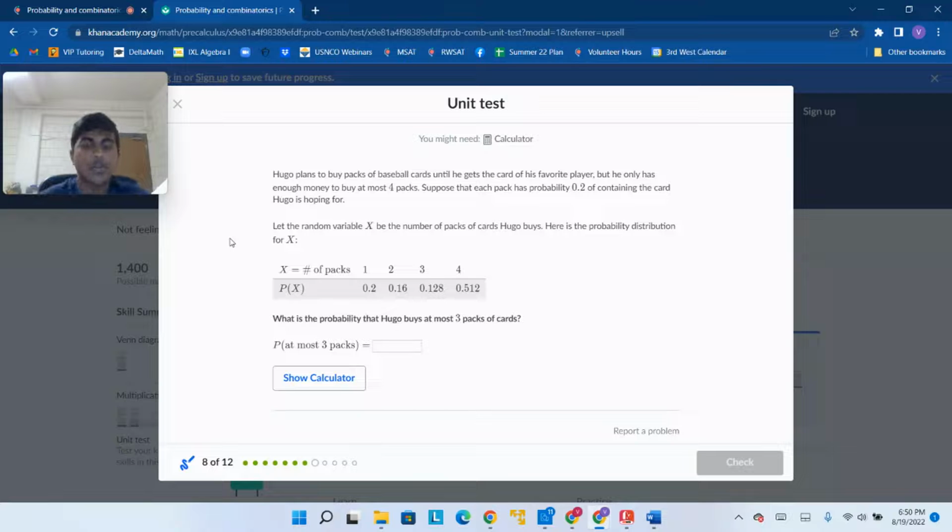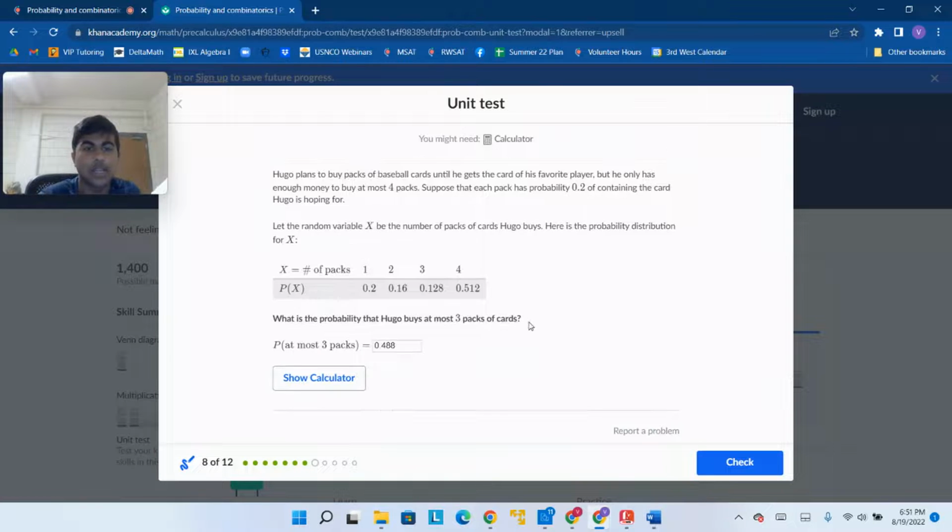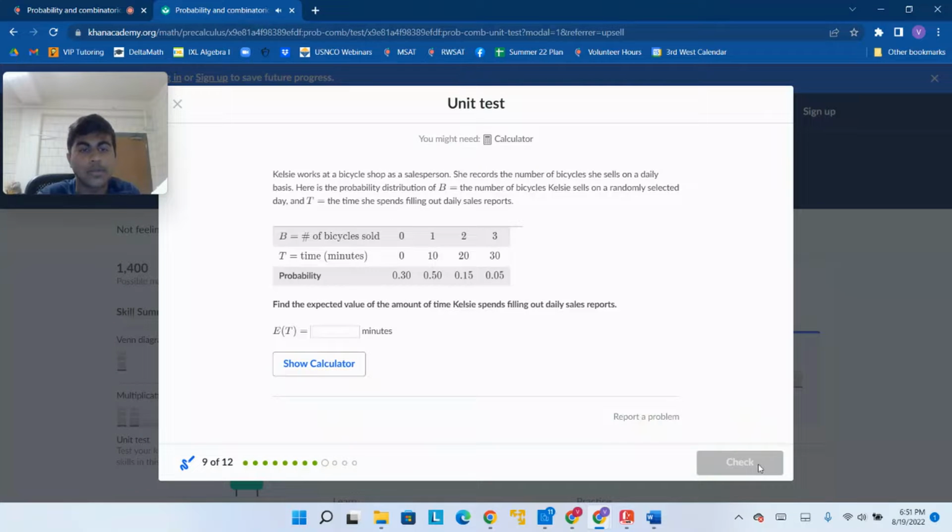So at most 3 packs of cards, that's the probability of 0.2 plus 0.16 plus 0.128. We just add those up and we get 0.488. And that is the probability that he buys at most 3 packs of cards. Anything 3 or less. Let's keep going.